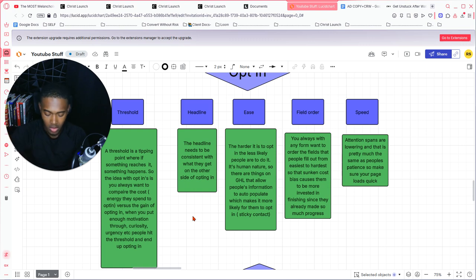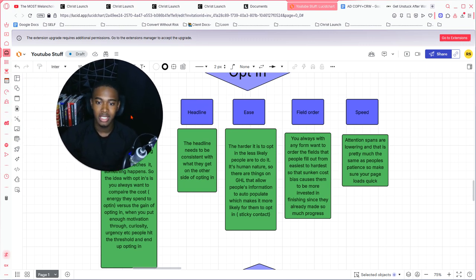But if they're just scrolling, they see your ad, okay, that's pretty interesting. They see the opt-in and you're asking for a whole bunch of questions. They're like, I don't feel like doing all this, and then they click off. Now, the next thing is the headline. The headline needs to be consistent with what they get on the other side of opting in. So with this, if they're seeing a free training on the page that they see once they opt in, it's like, get instant access to this free training now, or something like that.